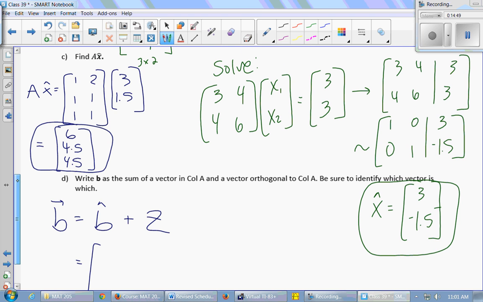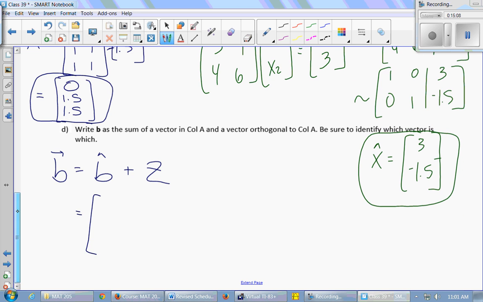Oh, that's why those numbers didn't look right. Thank you. Hold on one second. 3 minus 3 is 0. And then 1.5, 1.5. Yeah, that looks better. That seems familiar. Okay, so B hat is 0, 1.5, 1.5.